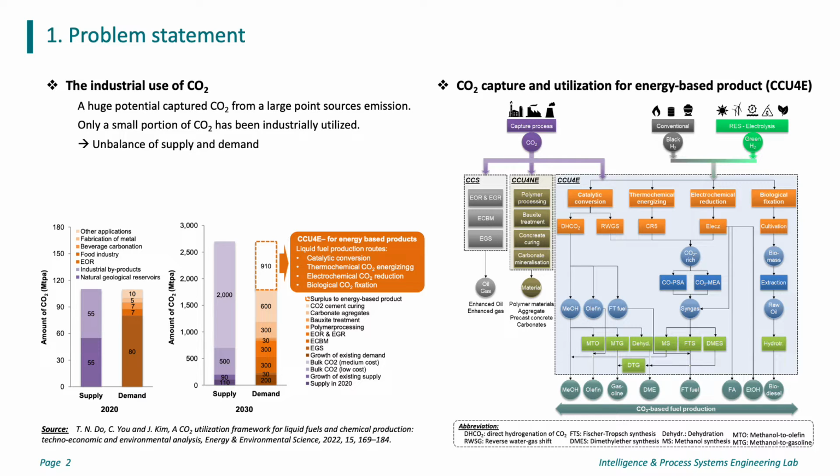Firstly, please take a look at the industrial use of CO2 estimate for 2020 and 2030. There is an imbalance of supply and demand: a huge potential CO2 from large source emission, while only a small portion of CO2 has been industrially utilized. Although a high rate of CO2 was estimated for sequestration underground and utilization for CO2-based materials, a large potential surplus of CO2 for CO2-based fuel or energy products can thus share the burden on conventional energy sources.